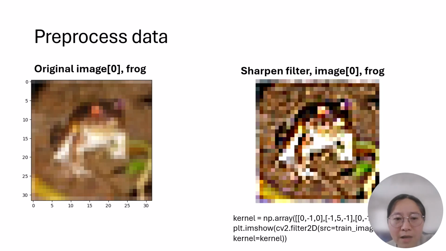Before building the model, I preprocessed the data, and I can see that the images are blurry, so I tried to apply the Gaussian blur, median blur, and the sharpening filter. Finally, I decided to use the sharpening filter. It's a 3 by 3 kernel, and it improves the contrast of our images.